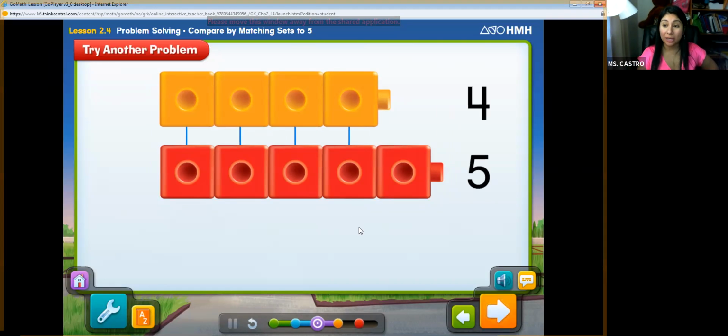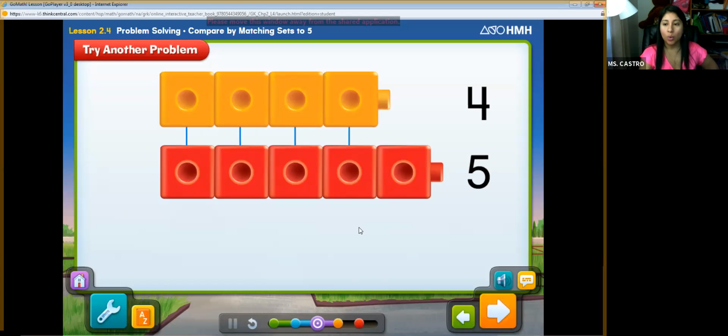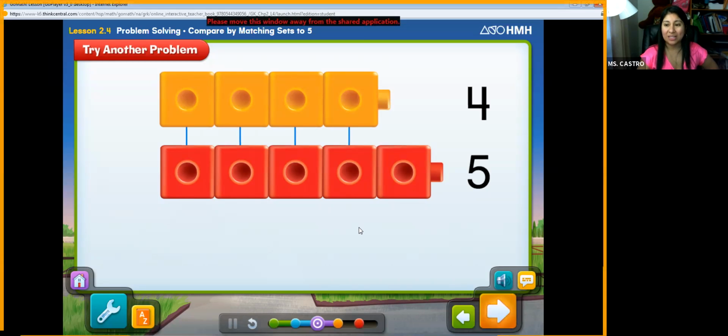5 is greater than 4. So what's going to help us, boys and girls, when we are comparing the 2 sets, when we draw the lines, is that we'll be able to see which one has more and which one has less. So the one that has more is greater, and the one that has less, of course, is less.